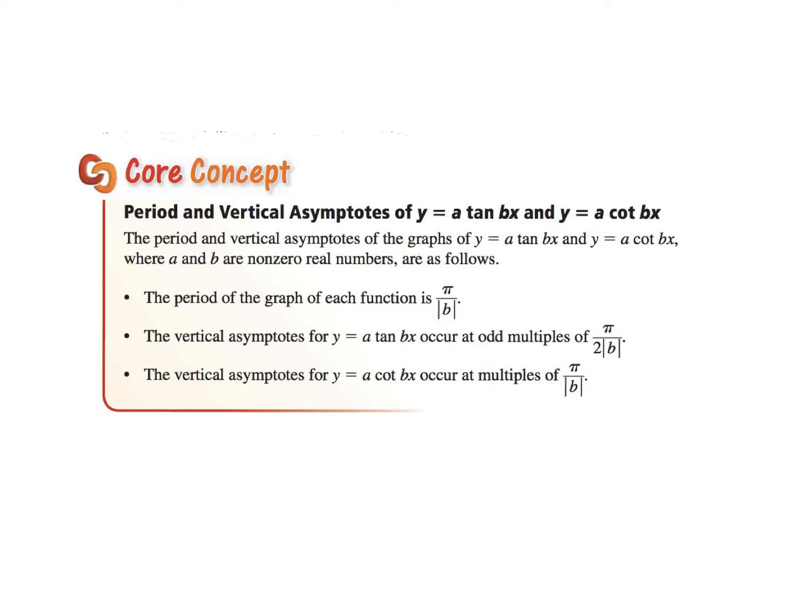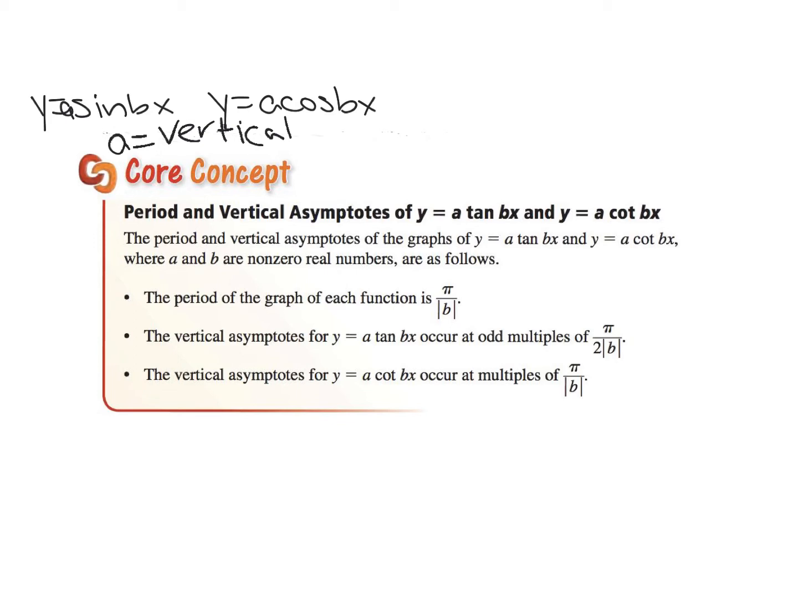So we're going to be looking now at the period and then the vertical asymptotes. So that's where the A and the B come in. Similar, identical to when we looked at y equals a sine bx and y equals a cosine bx, the A is the vertical. In this case, it's the vertical stretch.